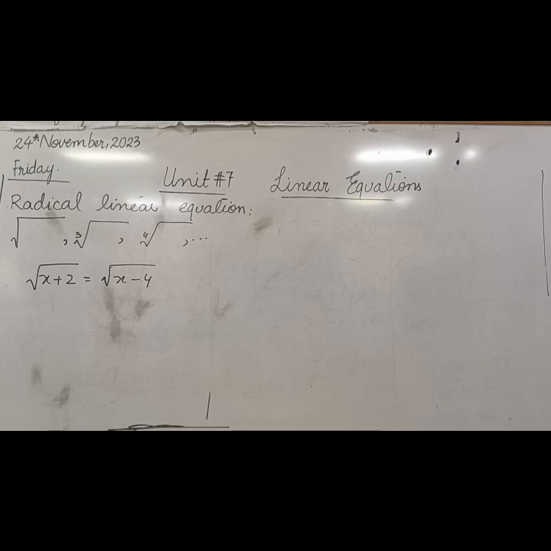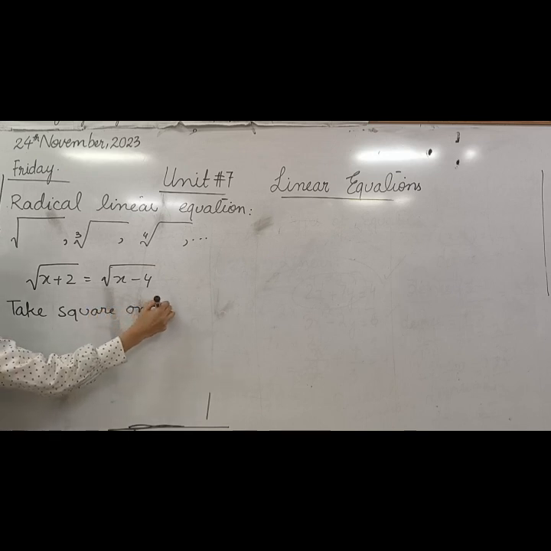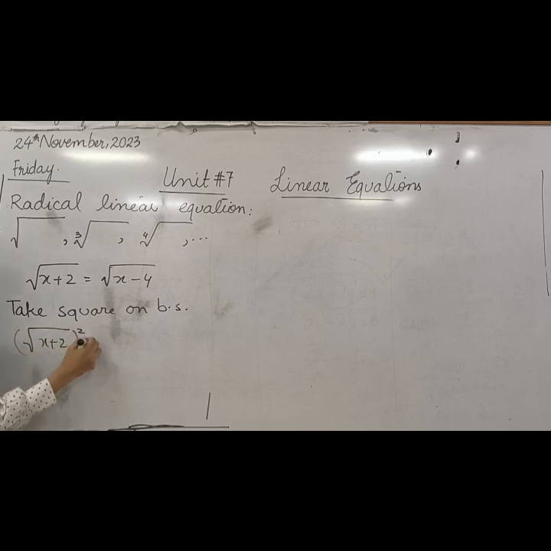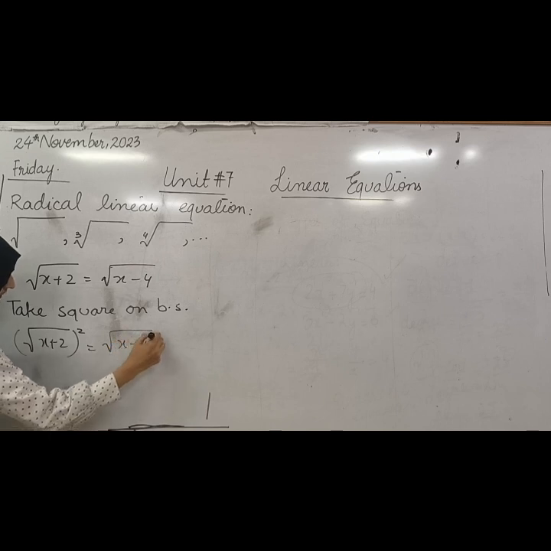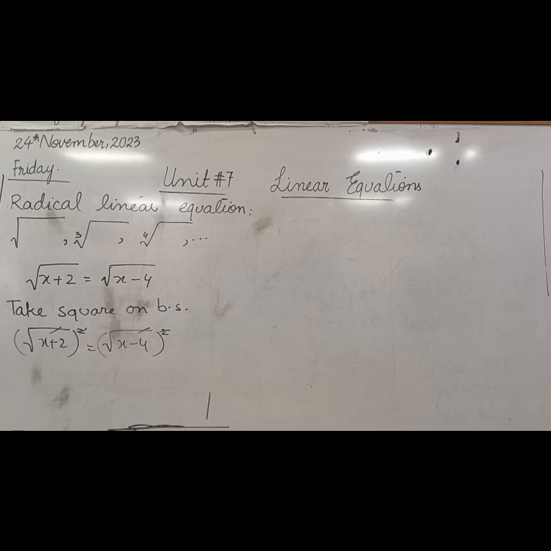So, to remove this radical sign, what will we do? We will take square on both sides of the equation. When we take the square, square root of x plus 2 whole square is equal to x minus 4 whole square. So square root and square will cancel each other. And now we have a simple linear equation, x plus 2 is equal to x minus 4.